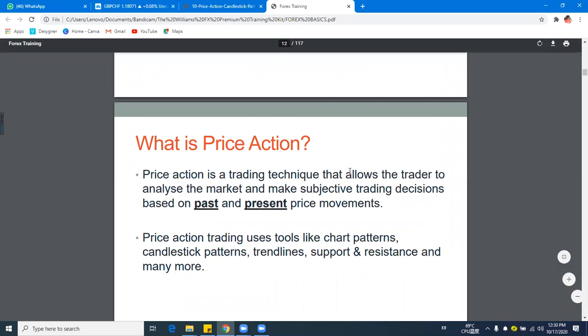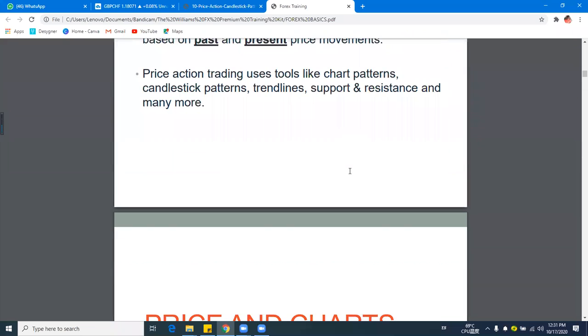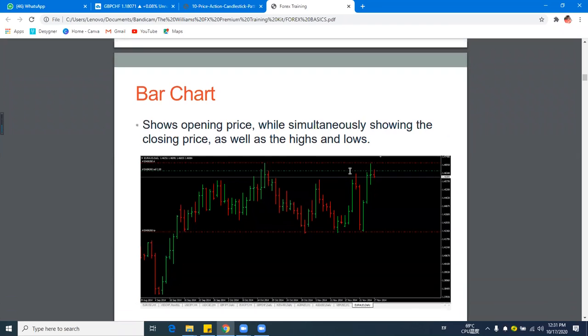What is price action? Price action is a trading technique that allows the trader to analyze the market and make subjective trading decisions based on past and present price movement. Price action trading uses tools like chart patterns, trend lines, support and resistance, and many more. So at this point, we'll be talking about trend lines, support, and resistance.